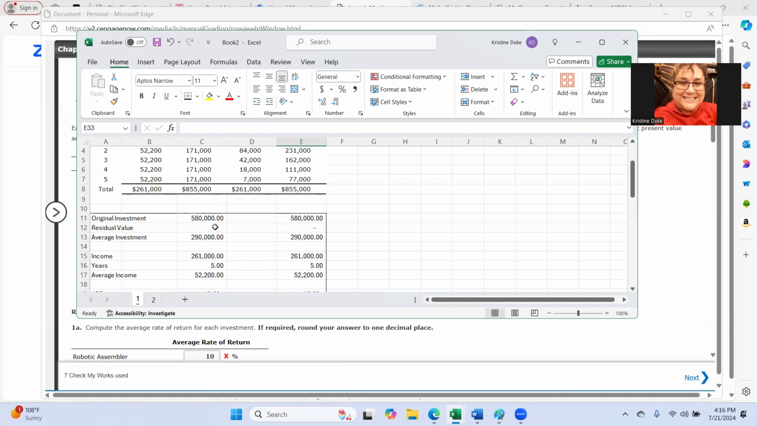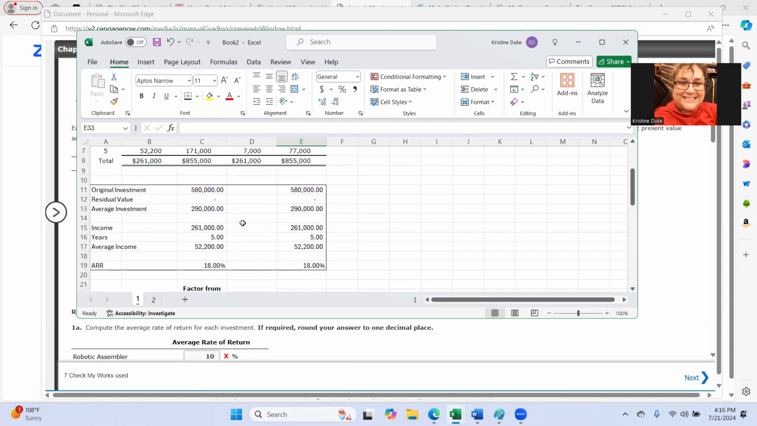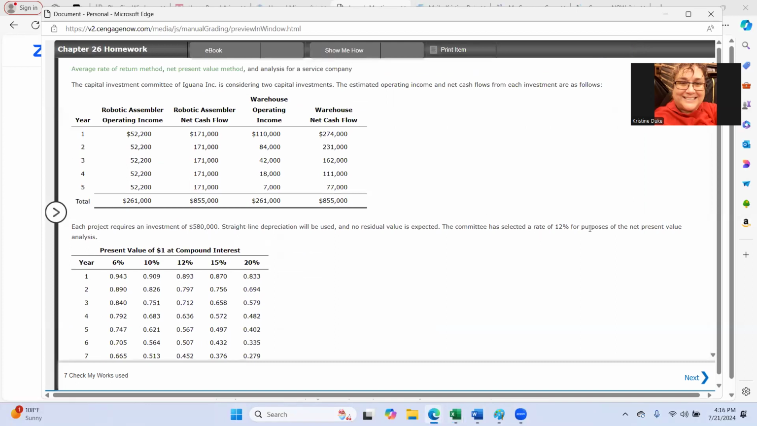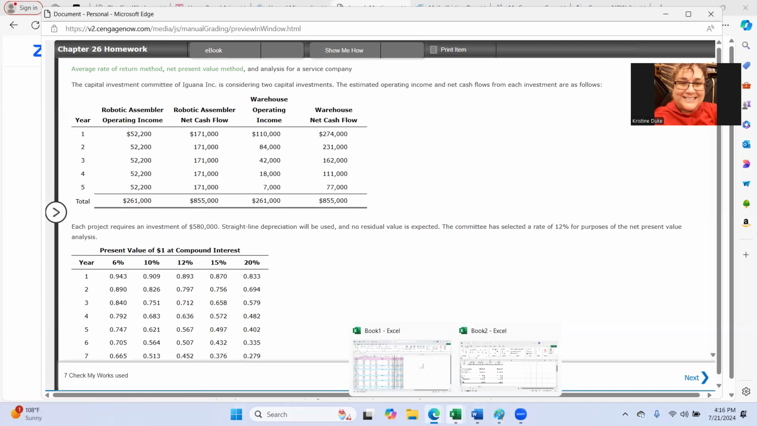What's my average investment? I take these two, divide it by 2, right there. Same thing over here. It's the same information. And the income's the exact same as well. So I take this 261, which you can see right here, divided by 5. My average income is 52200. I take that 52200 divided by 580, I get 18%. So is that more than the original rate that they wanted? Yep, it is. So that's a good project.